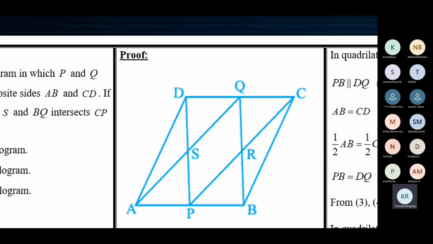Very good. Next, what do you want to prove? Ma'am, as it is proven that PB is parallel to DQ, can we say that it's a parallelogram, ma'am? No. If one pair of opposite sides is parallel, you cannot say it's a parallelogram because even in a trapezium, one pair of opposite sides is parallel. Both the pairs must be parallel. Or if you cannot prove both pairs are parallel, one pair of opposite sides must be parallel and equal.